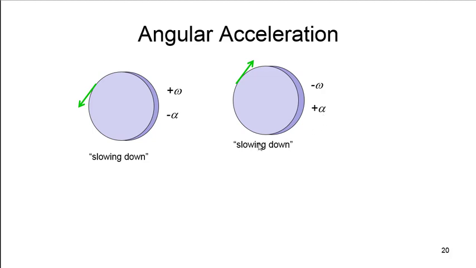Don't think that when something slows down, that means the acceleration is negative. Remember, the rule is that when something is slowing down, the acceleration is in the opposite direction of velocity. That's the rule that I'm trying to preserve here.